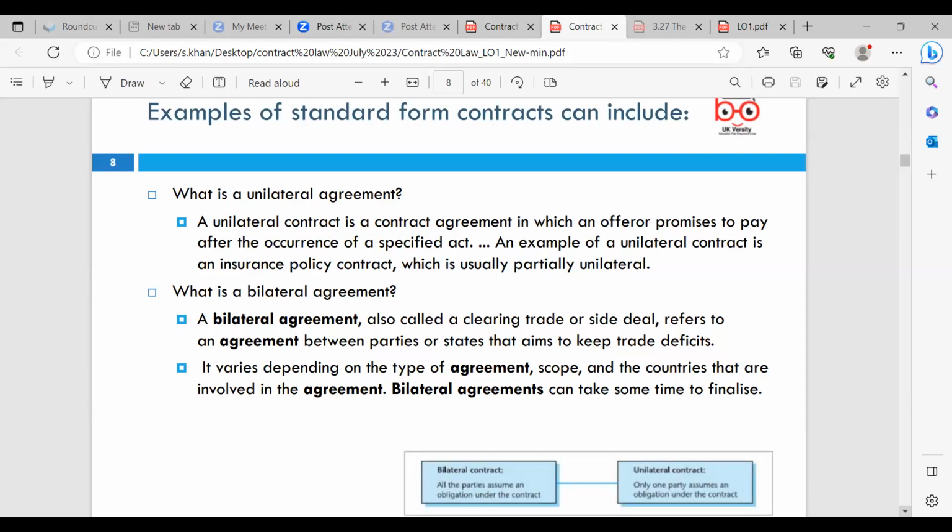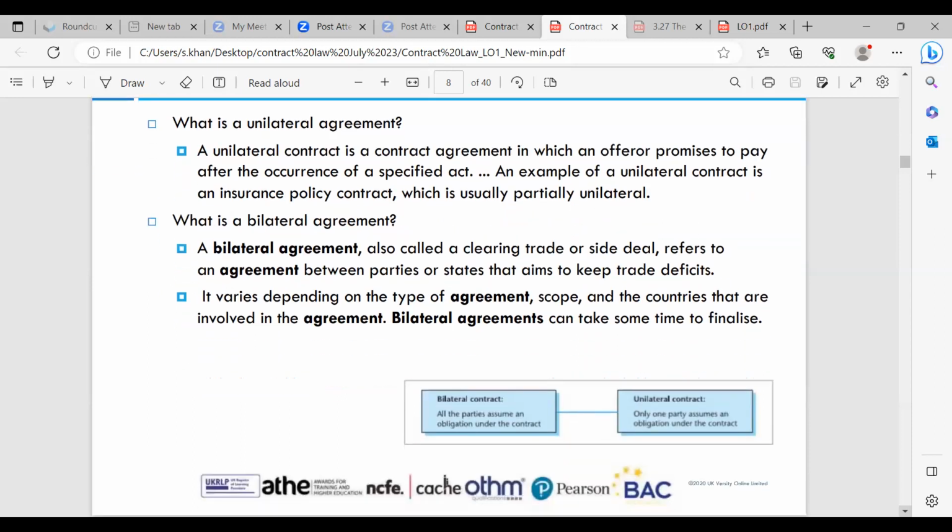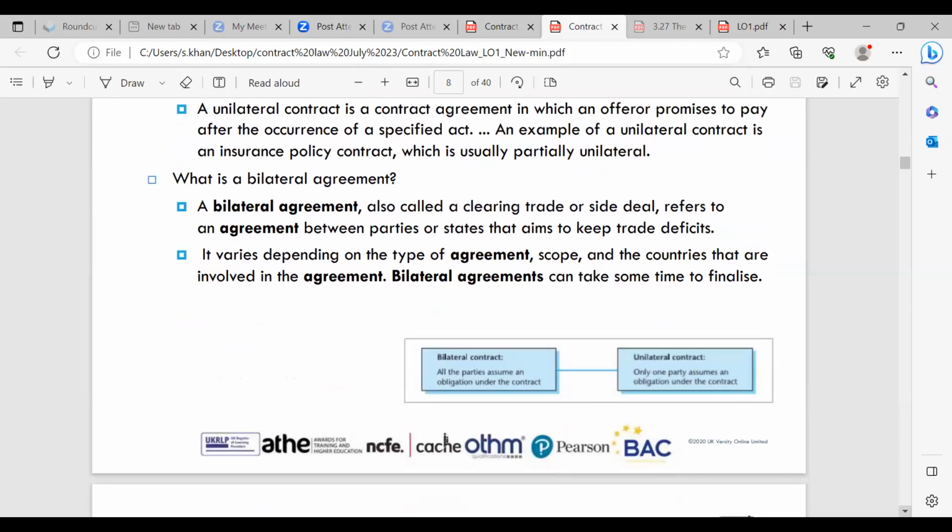What is bilateral agreement? A bilateral agreement, also called a clearing trade or side deal, refers to an agreement between parties or states that aims to keep trade deficits. It varies depending on the agreement scope and the countries that are involved in the agreement. Bilateral contracts can take some time to finalize. So the bilateral contract is where all parties assume an obligation of the contract, and the unilateral one is only one party assumes an obligation under the contract.